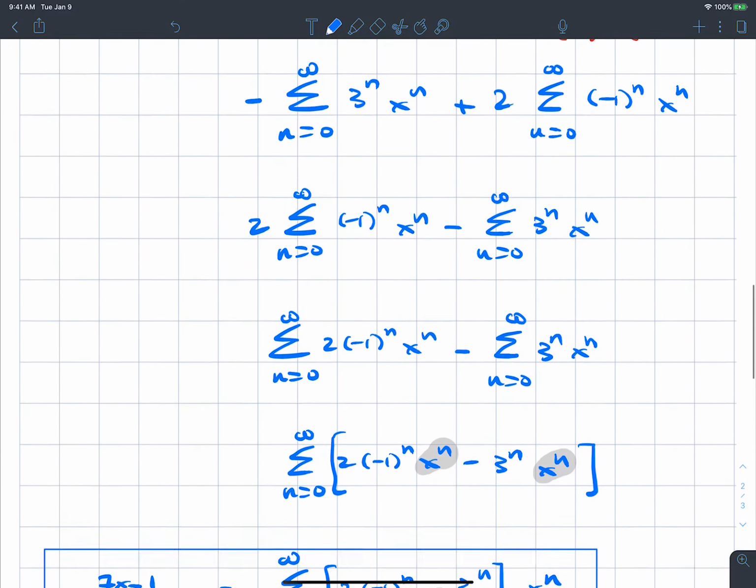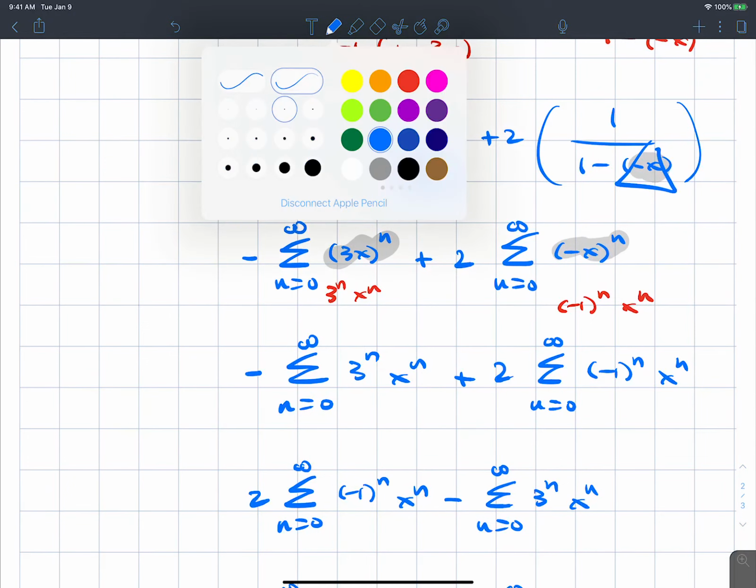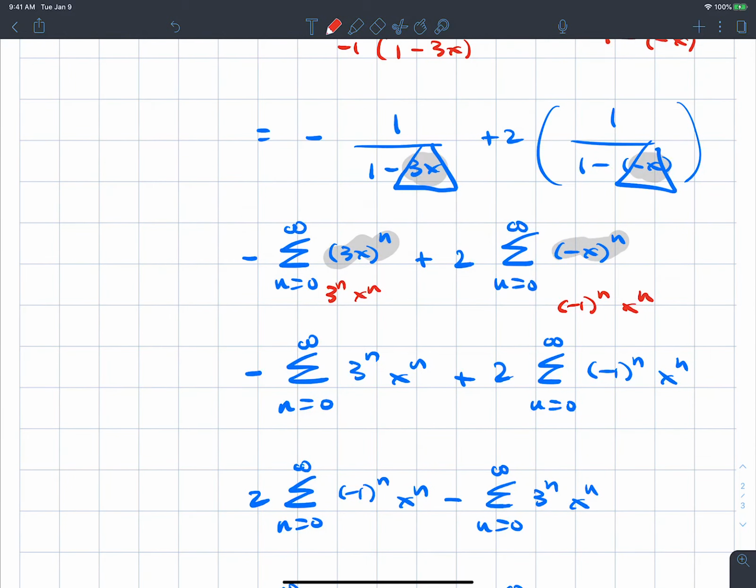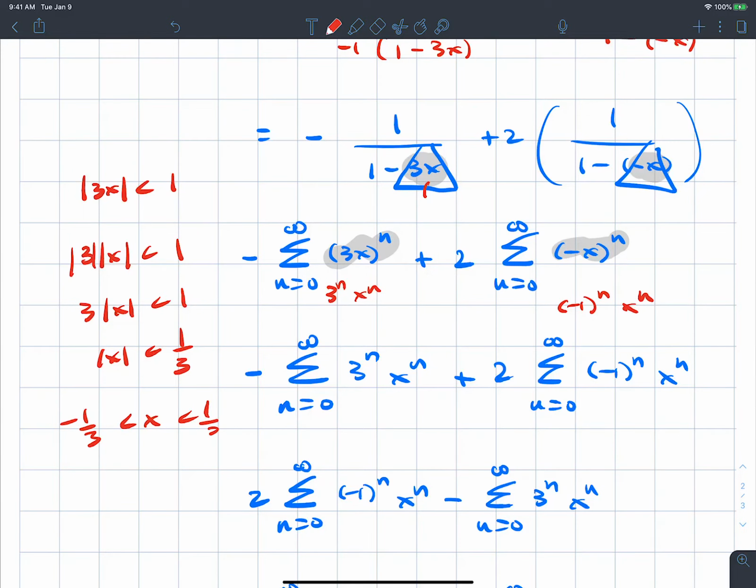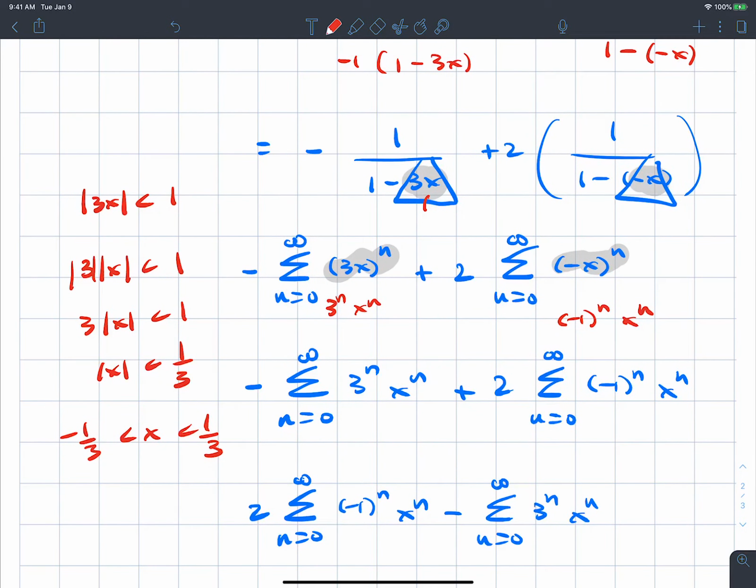Now, let's go back over here. Let's consider now the interval of convergence. And remember, we get convergence when, if we go back over here, the absolute value of 3x has to be strictly less than 1. Which means, 3 is positive, the absolute value of x has to be smaller than 1/3. So negative 1/3 less than x less than positive 1/3. And that's going to give us convergence for this first power series expansion.